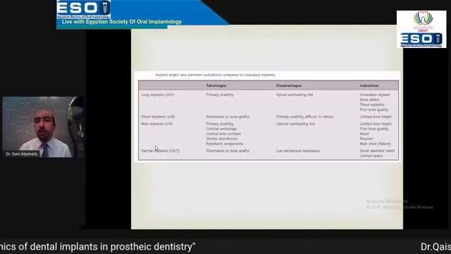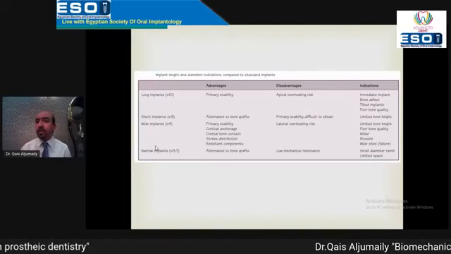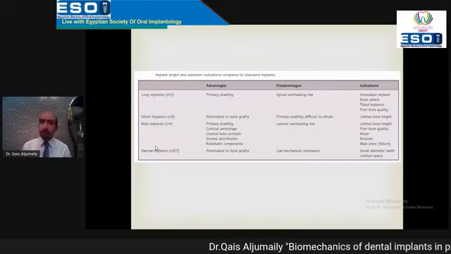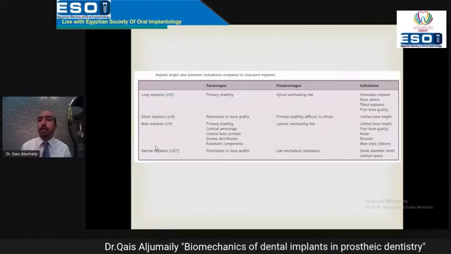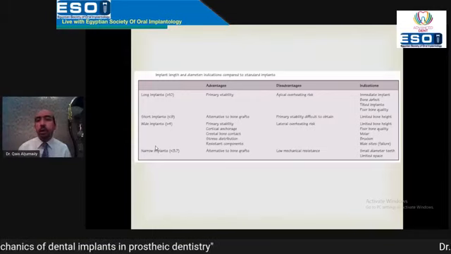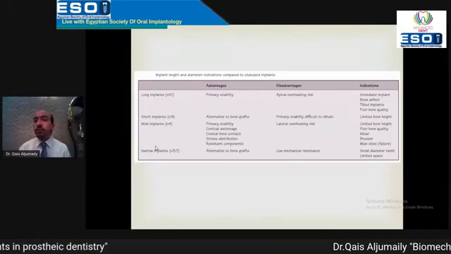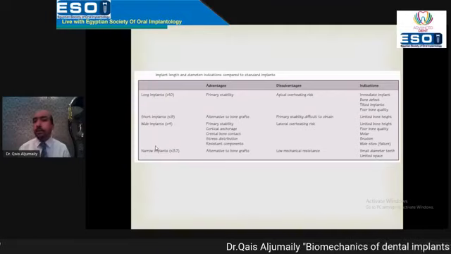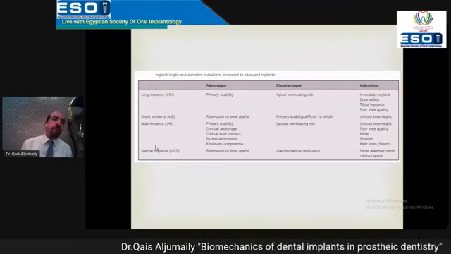Regarding the indications of the long implant, to make an immediate extraction and placement of the implant, it's better to go into the post-apical area, so you have to use a long implant. When you have a bone defect, you have to use a long implant, a tilted implant, and in poor bone quality.